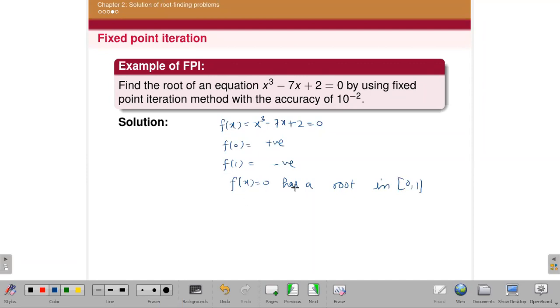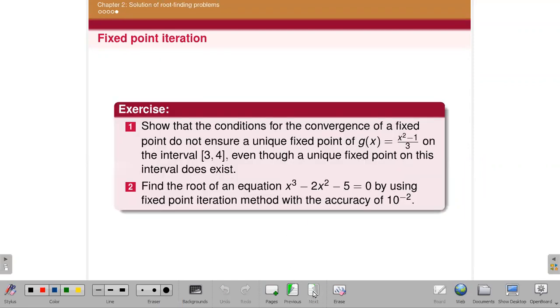So can you do this question? You find the fixed point forms, then you find the appropriate g of x, then you find the sequence also. So you try for this question and these questions also. This is the same question that we have done for 3 raised to minus x in 0 1. Now we have x square minus 1 by 3 and 3, 4. And this also you have to find the root for this equation by using fixed point iteration.